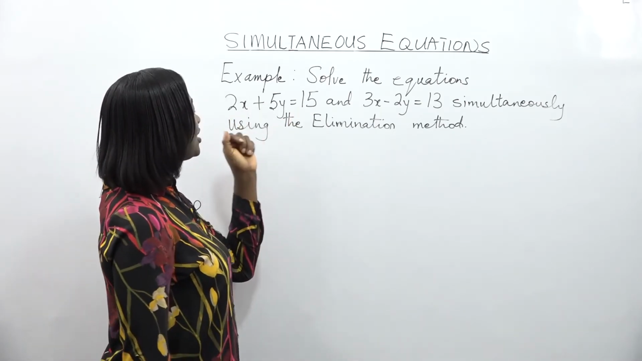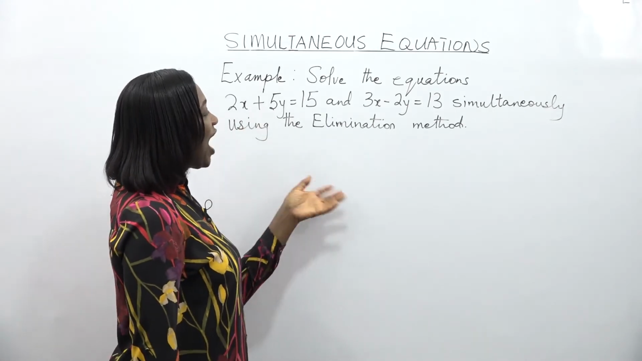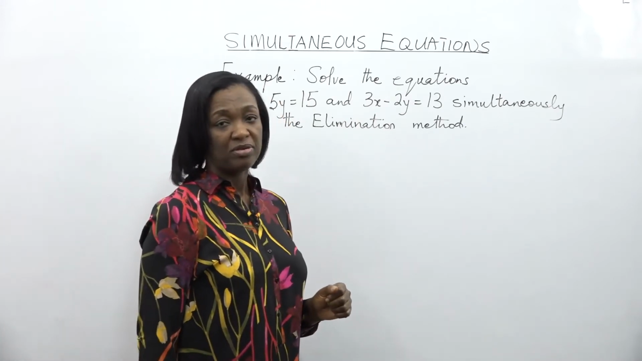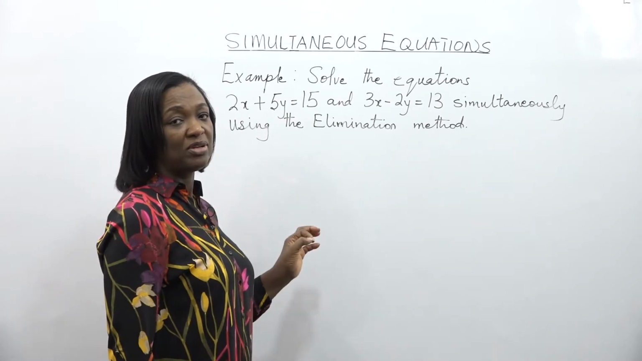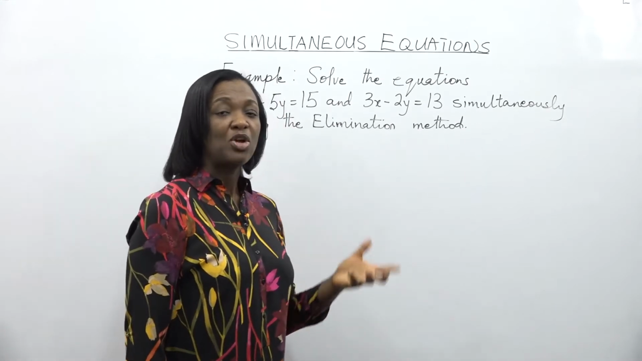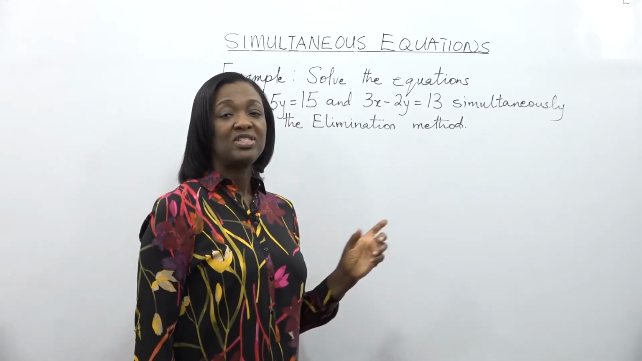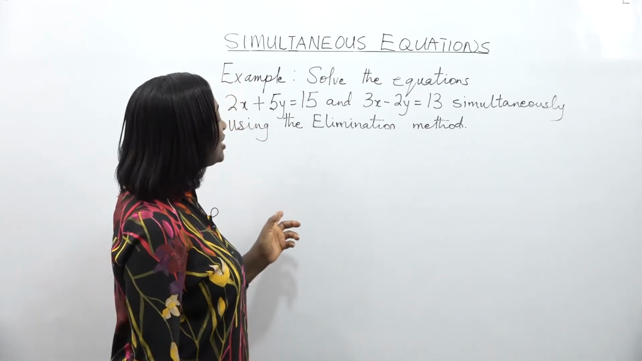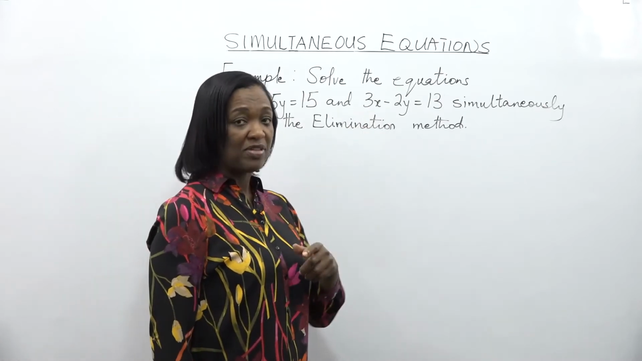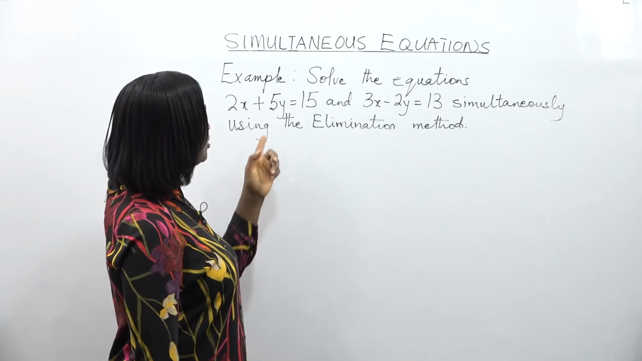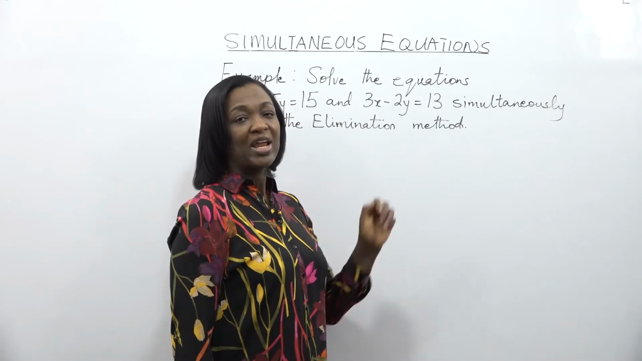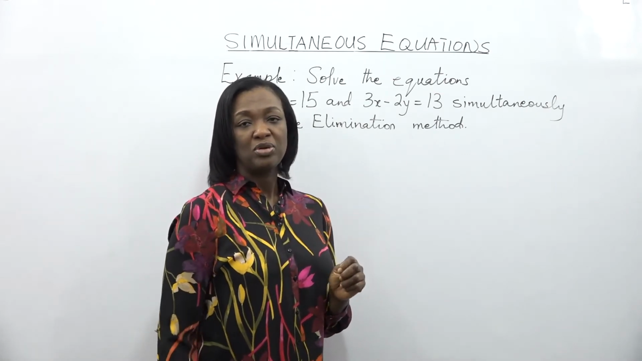Solving simultaneous equations, let's look at this example. Solve the equations 2x plus 5y is equal to 15 and 3x minus 2y is equal to 13 simultaneously using the elimination method. Remember that to use the elimination method, you need to eliminate one of the unknowns. And before you can do that, the coefficient of that particular unknown should be the same in both equations.